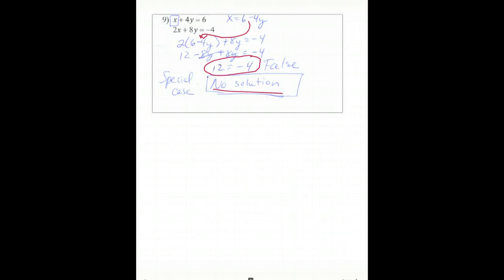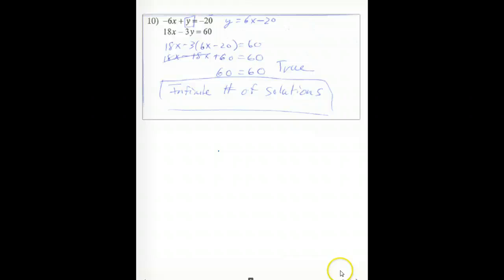On the next example, you've got the same deal. I solve this for y equals, which is what this says right here. I plug it into the second equation, which is 18x minus 3 times y, and y equaled something, so I put it in right there. When I clean it all up, notice the 18x's drop out. You're left with 60 equals 60. Now this is true all the time, so you're going to have an infinite number of solutions.